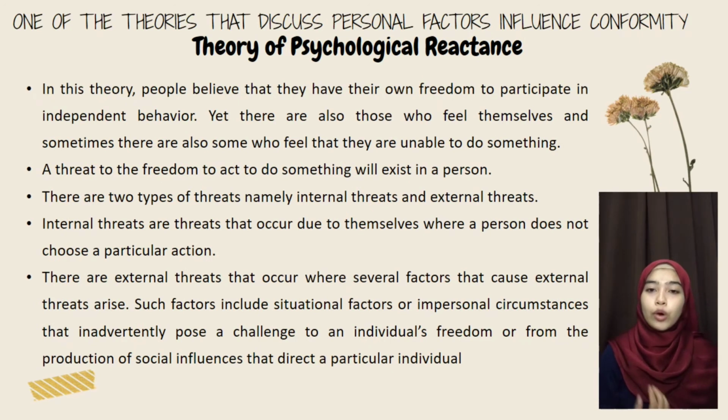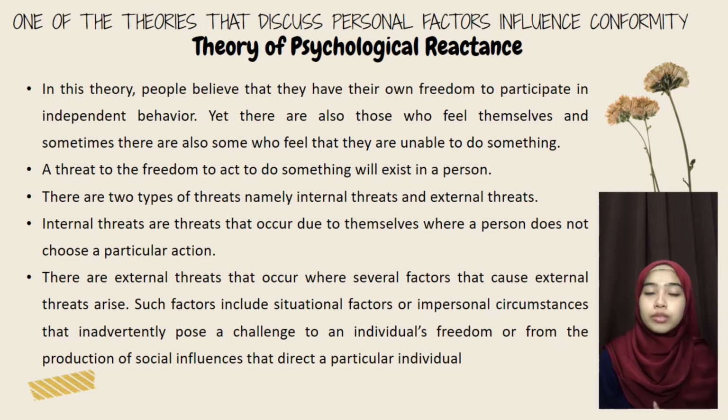Next is one of the theories that discuss personal factors influencing conformity. First is the theory of psychological reactance. In this theory, people believe that they have their own freedom to participate in independent behavior. Yet there are also those who feel, and sometimes there are some who feel, that they are unable to do something. Thus, a threat to the freedom to act will exist in a person.